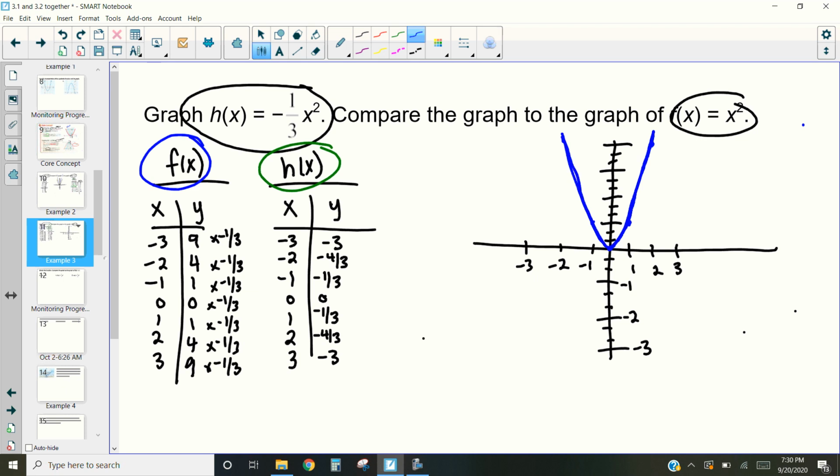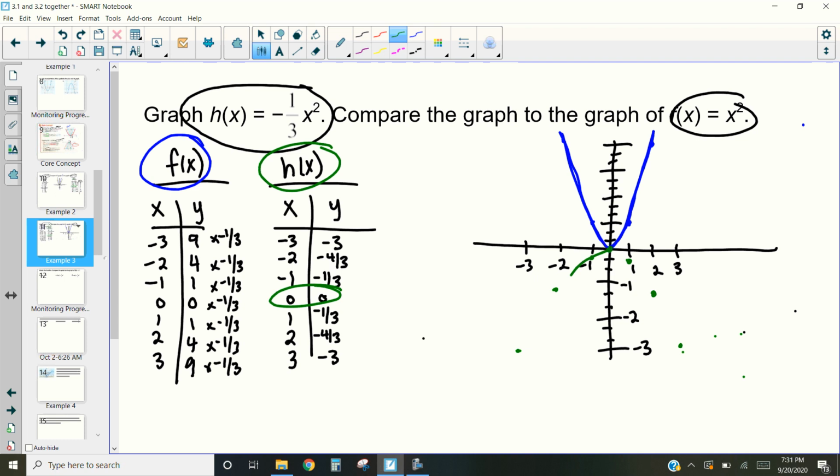Okay, so there's our parent function, that f of x. Now let's graph our h of x. We start here at our vertex at 0, 0. At 1, we go down -1/3. At 2, we go down -4/3, or 1 1/3. And at 3, I go down to -3. And then similarly, -1, -1/3, -2, -4/3, -3.